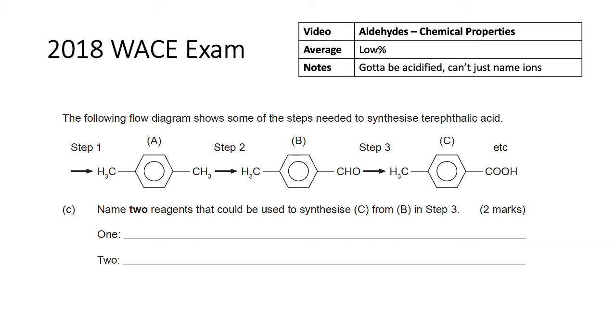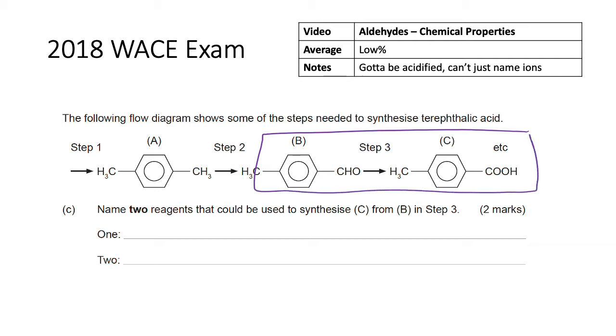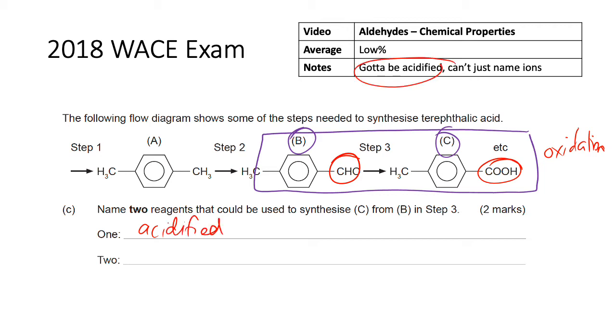Okay, so name 2 reagents that can be used to synthesize C from B in step 3. So here is C, here is B. How do you turn B to C, or synthesize C from B? Okay, so what have you got? You've got an aldehyde turning into a carboxylic acid. What reaction does that? It's an oxidation. So what are 2 things that can oxidize? I would suggest acidified. And remember, it's got to be acidified. You lose a mark if you don't get it. Permanganate or manganate, or acidified dichromate.